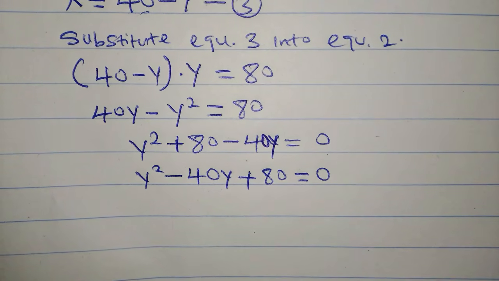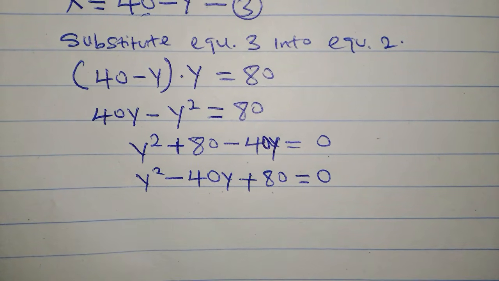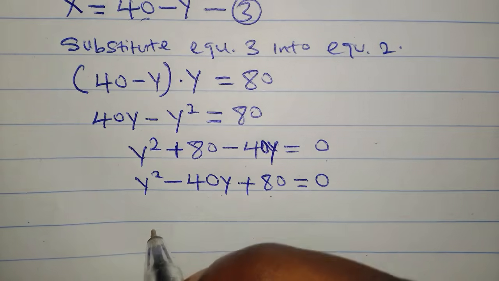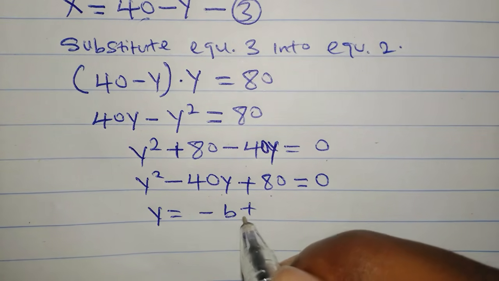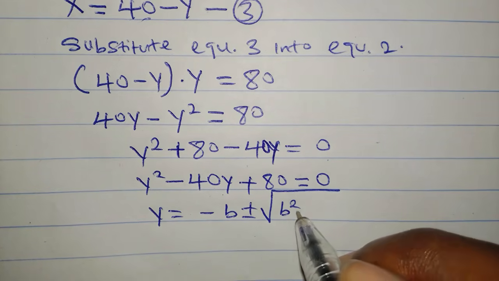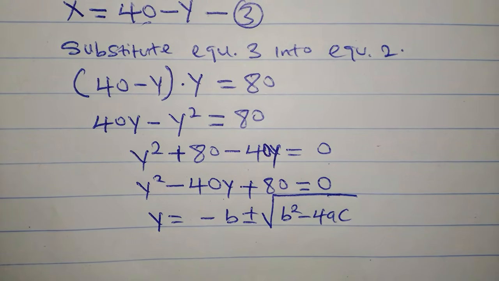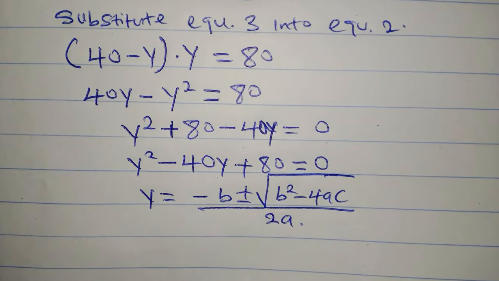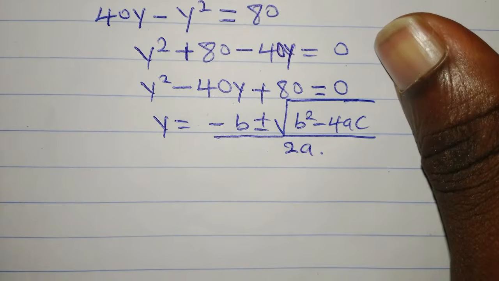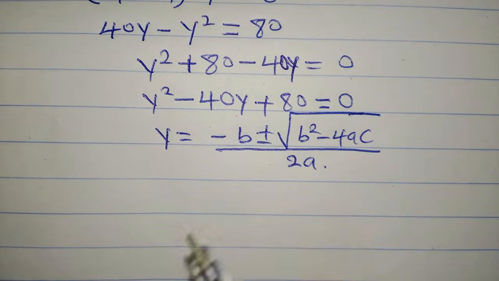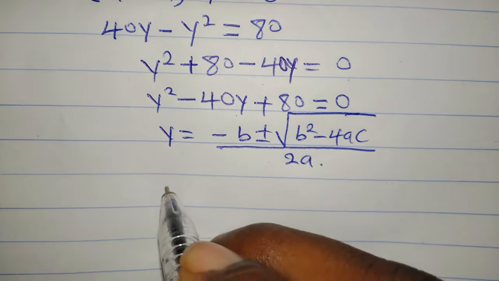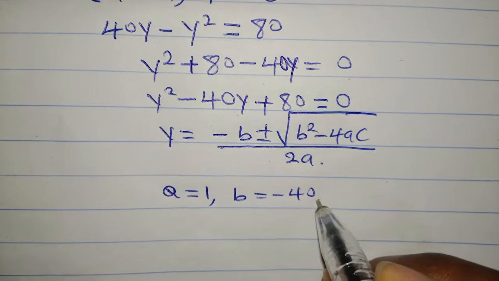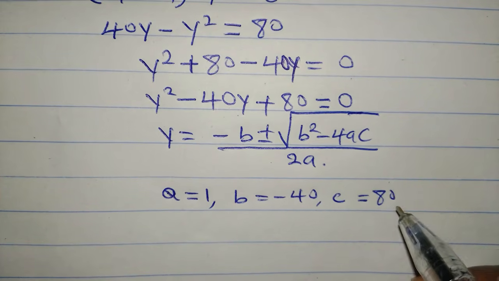Having this now, what are we simply going to do next? The next thing is to solve for y. Here we're having a quadratic equation. We can use the formula method, which says y is equal to minus b plus or minus the root of b square minus 4ac, divided by 2a. From our quadratic equation, we know that a is equal to 1, b is equal to minus 40, and c is equal to 80.